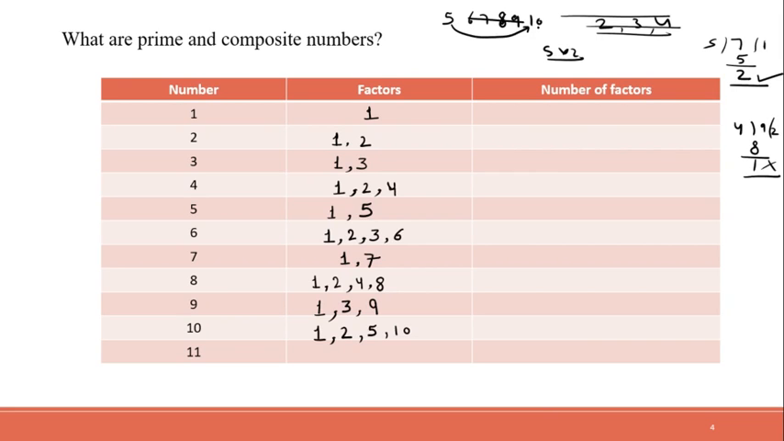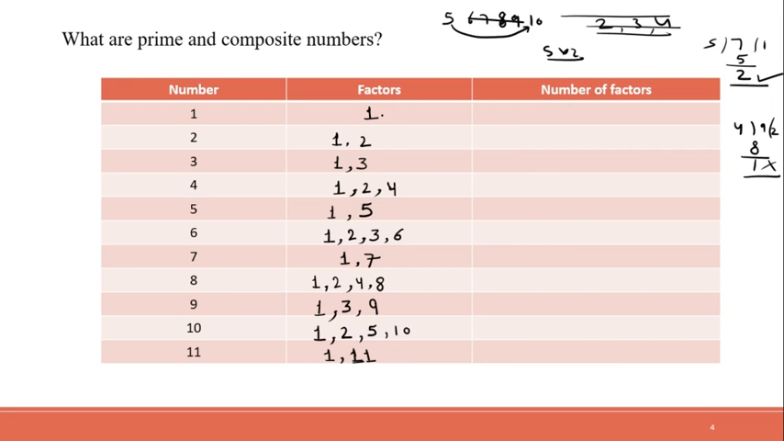That means we'll take 5 and then 10. Now come to 11. If I divide 11 by 2, it will leave a remainder of 1. 3 will leave a remainder of 2 because 3 into 3 is 9. Then 4. 4 into 2 is 8. Remainder 3 left, so it is not a factor. So only 11 will come. No other number can divide this 11. Only 1 and 11 can divide. So these are the factors of these numbers.